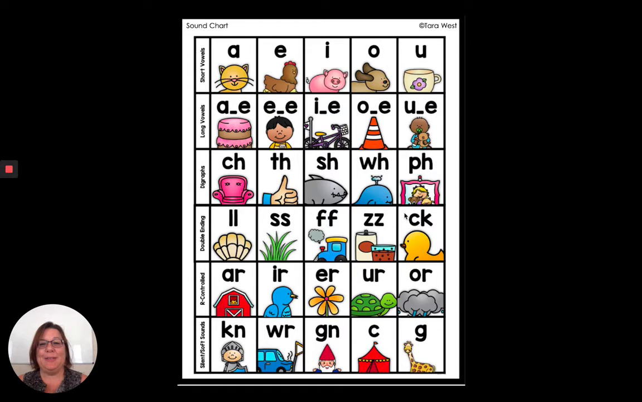Hi everyone. So we are doing the sound charts by Tara West, and today we are going to focus right here on these two rows on digraphs and double ending.